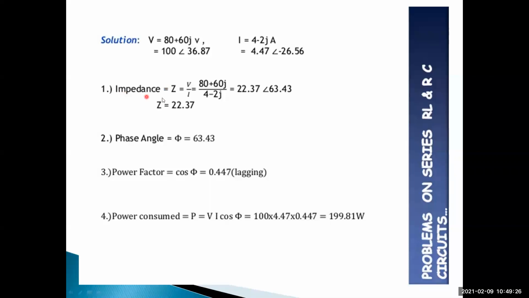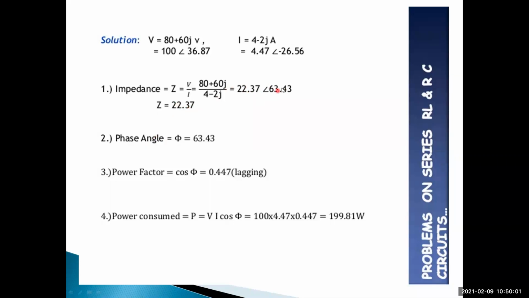So how to find the impedance? Z is equal to V by I, that is 80 plus 60j divided by 4 minus 2j. In polar form, 100 divided by 4.47 is nothing but 22.37. For the angle, since it is the denominator, it is 36.87 plus 26.56, and you get 63.43. So Z is 22.37 at an angle of 63.43. That is the impedance.